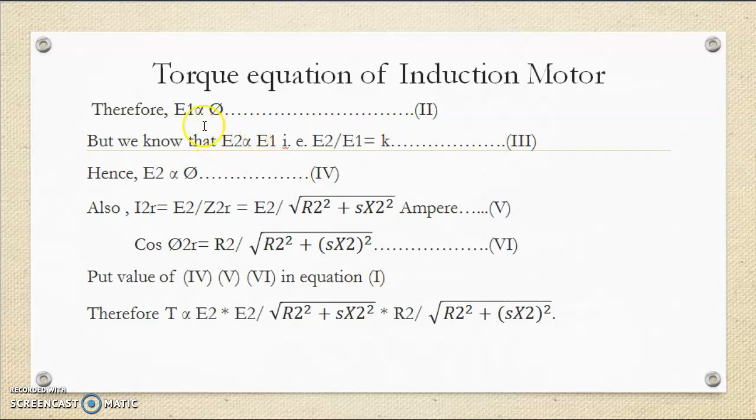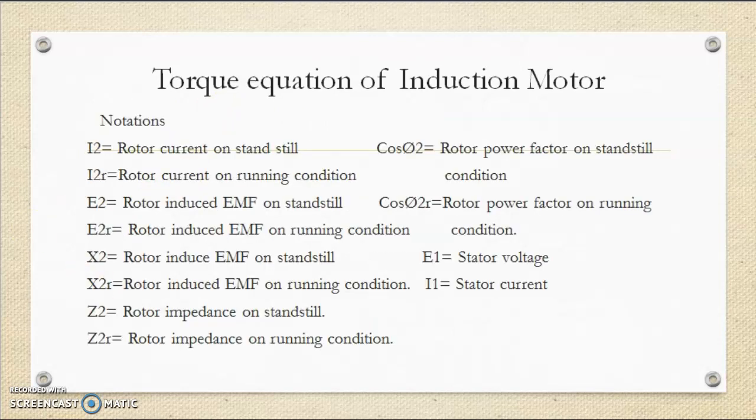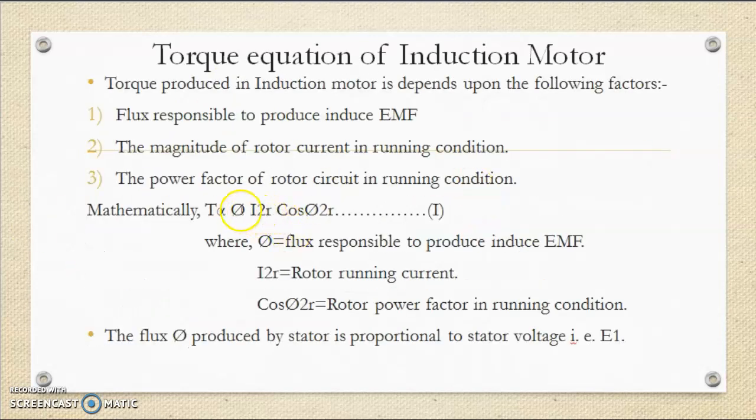So can I write like this? E2 is directly proportional to phi, because E1 is directly proportional to phi and E2 is also directly proportional to E1. So I can write E2 is directly proportional to phi. So in place of phi in equation number 1, now I will put E2.